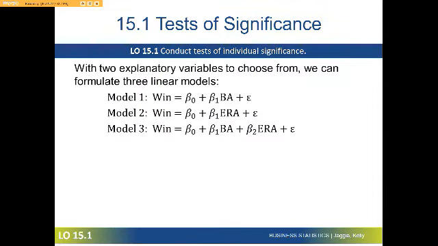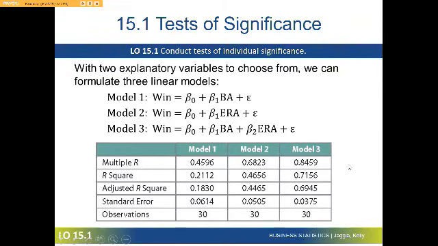So we'll have three different models. And notice they're models because we have an error term in each: error, error, and error. The leading coefficient, beta, is our intercept term. We have beta 1 for batting average and for ERA. And now we have this new beta 2, which is the second variable. We want to run all three. So what we'll do is, let's run all three.